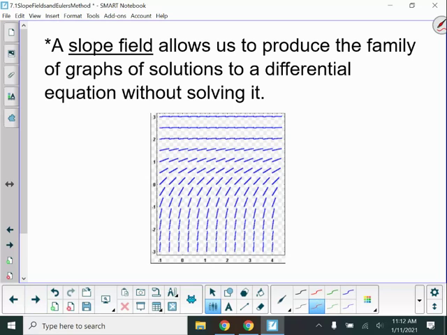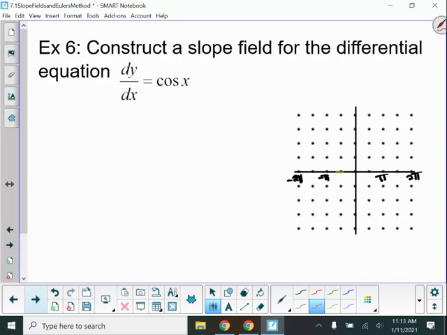So let's say I knew that this point here had to exist. So I could come up and follow something probably like this, and I'd be able to sketch in what the original graph was without actually having to know the equation from the original. So this is going to be a slope field that we're going to construct for this differential equation.